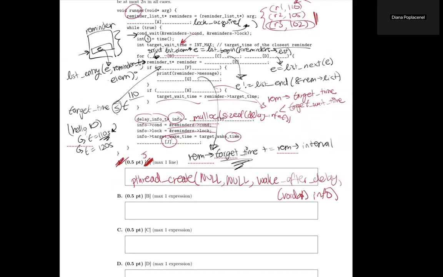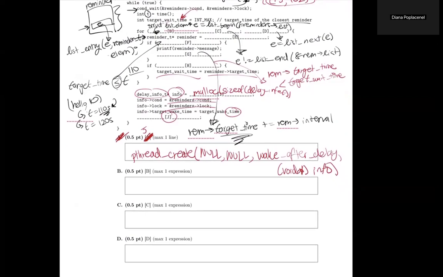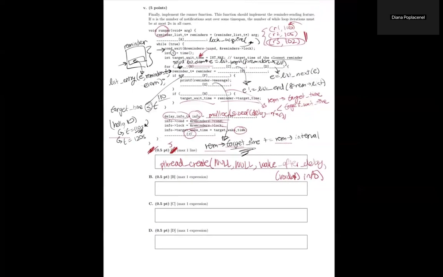So once we are signaled, we know that we need to print out some message. We iterate through all of the reminders, see what messages we need to print out, and print them out if we need to. If we printed out a message, it means that we need to update its target time to the next iteration that it should be printed out. So we do that in step G. And then we have a variable that takes the min of all of these target times called target wait time. And we pass that into a wake after delay thread that's going to wait the minimum amount of time it needs to print out a reminder before waking up runner again.